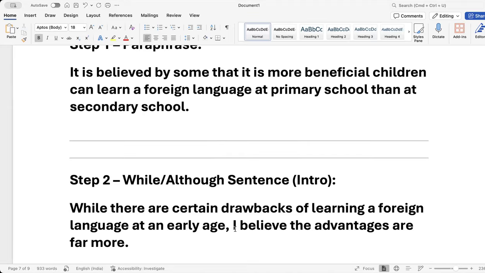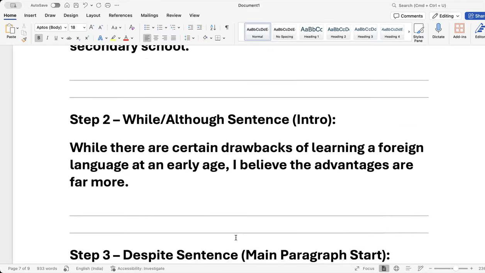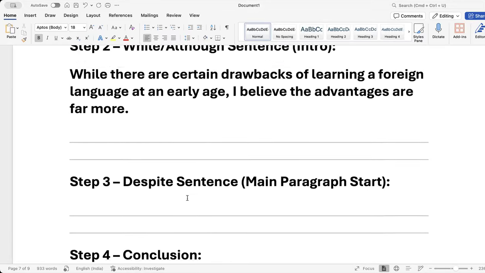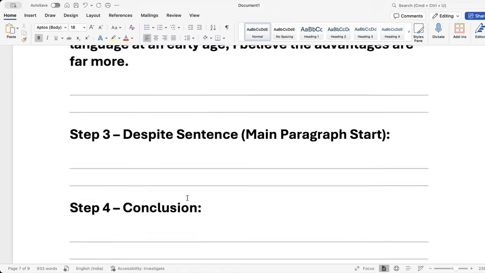While there are certain drawbacks of learning a language at primary school, pause. You're waiting for the examiner to grasp what you said here. I believe the advantages are far more, and you believe the advantages are far more. So this is how the while sentence is written. There's no however, there's no but, there are no other words in the while sentence. Okay, now let's do the despite sentence and the conclusion.